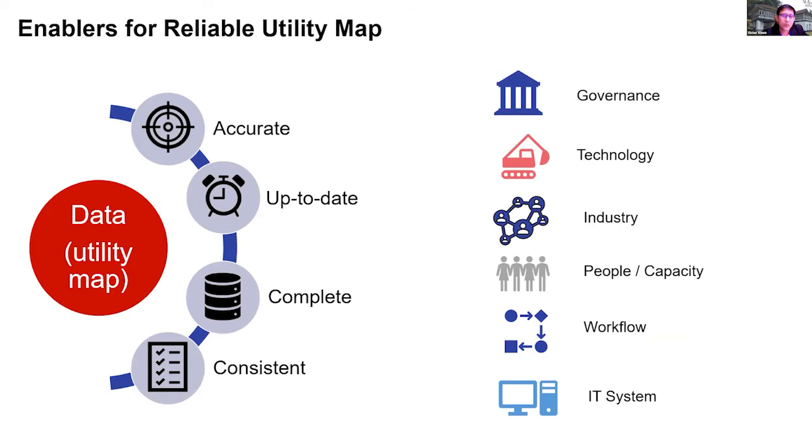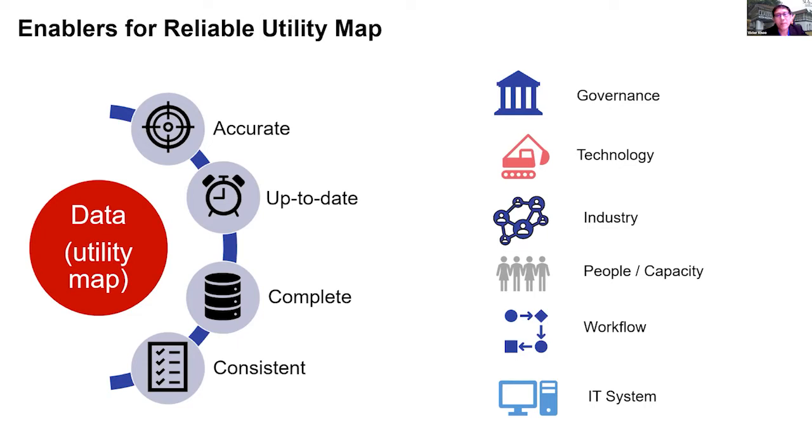So the question that we ask ourselves, what is reliable data? What is a reliable utility map of underground? There are 4 characteristics. We are looking at accuracy, updatedness, completeness. We know that utility data is in a network form. How complete they are is important, and consistency. I think these are the 4 major characteristics.